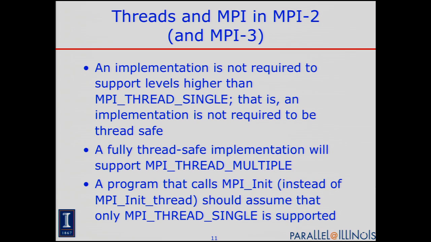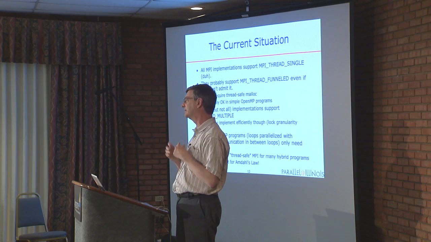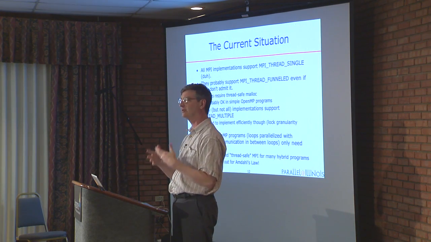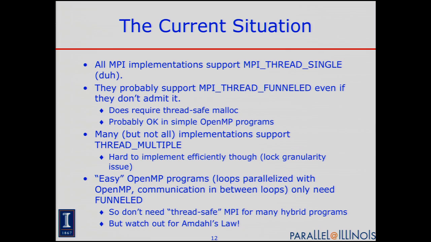And if you call MPI_Init instead of MPI_Init_thread, the standard says you should assume that you have only thread single. So if you're doing anything with threads, be nice and use Init_thread. Of course, even if it says thread single, or you called MPI_Init so it's forced to say thread single, it's really thread funneled. You should be able to use at least the loop-style parallelism from OpenMP without doing anything else. This is what people typically do. And while technically not correct, I don't know a single example where it won't work.